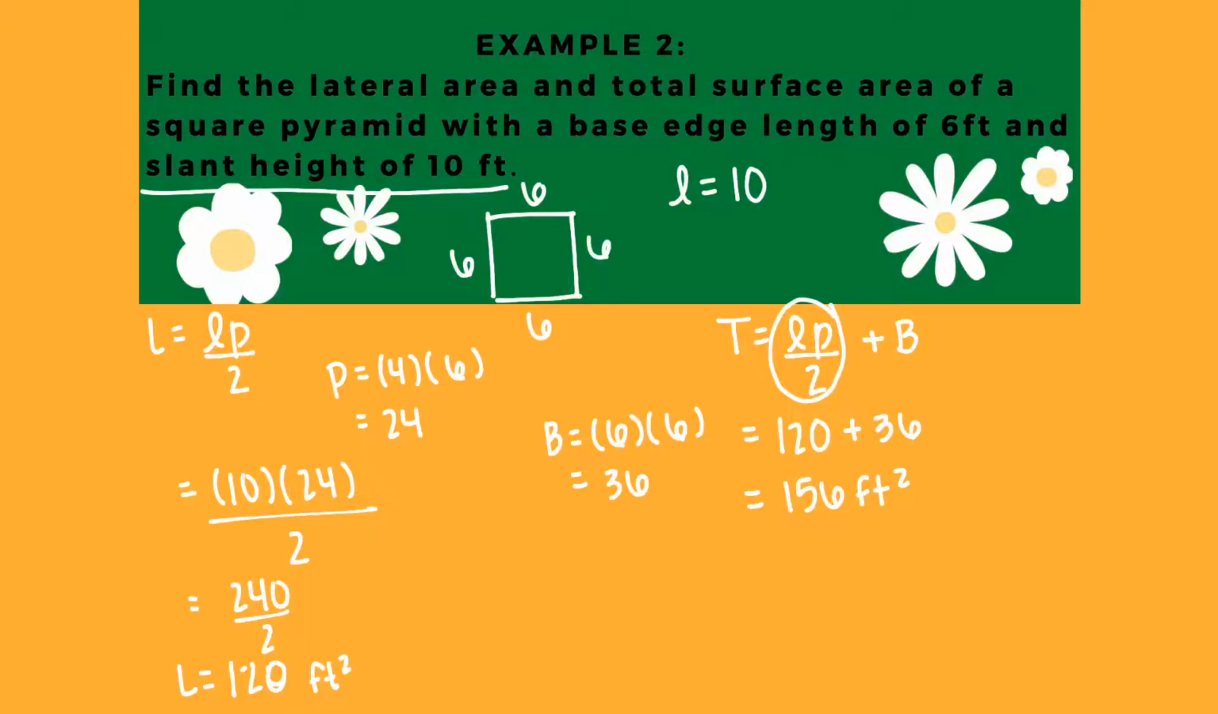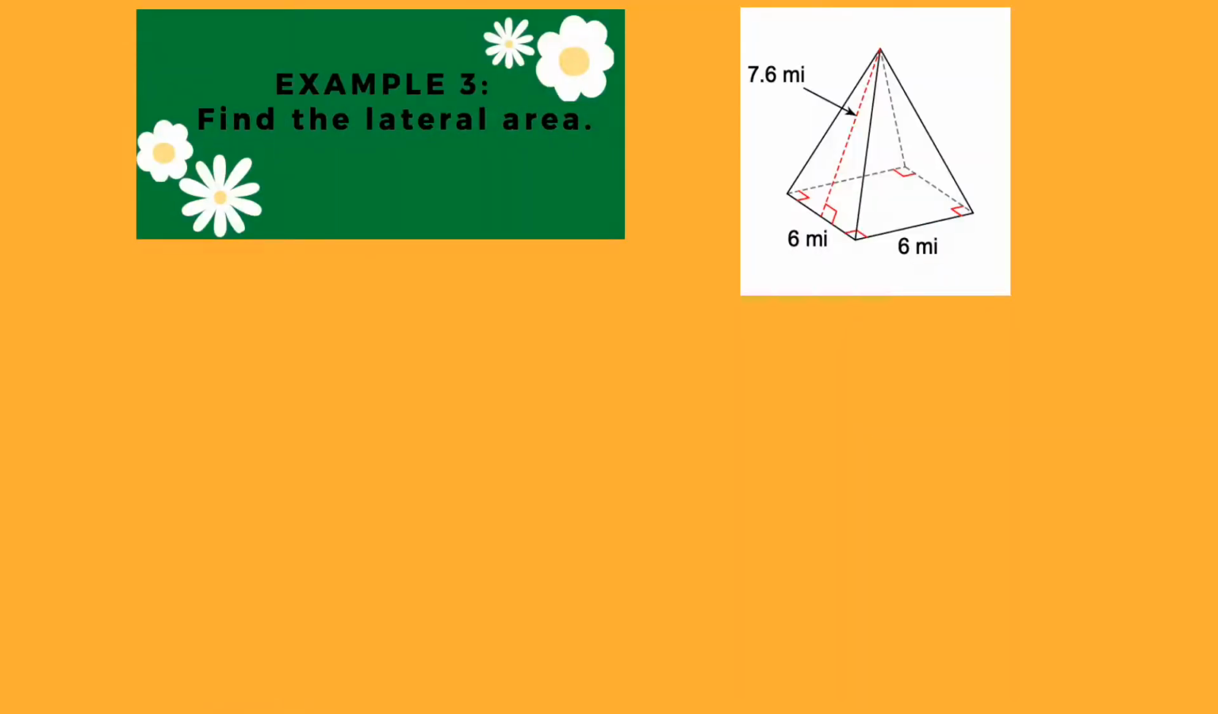Same thing with your lateral. Alright, so example 1 and 2, I gave you kind of word examples. In example 3, I'm giving you the actual diagram. So you first need to decide what kind of pyramid this is. So when we look at the base, we have right angles.